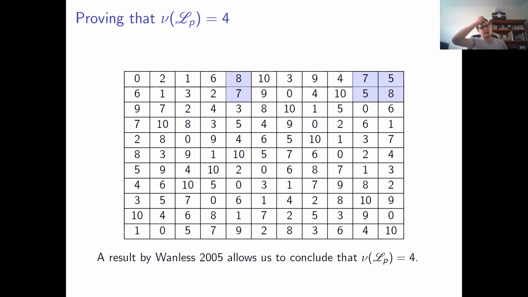And then finally, a result by Wanless, which concerned the symmetry of Latin squares which are of the same type as ours, told us that nu could never be 2 for our Latin squares. And so that allowed us to conclude that nu of LP was 4, except for those 2 exceptions, which was our goal.